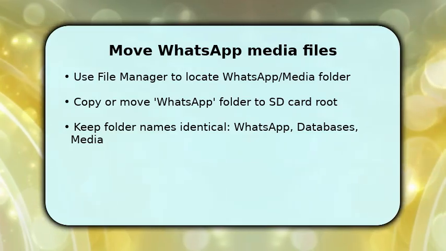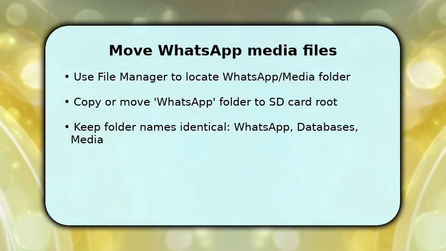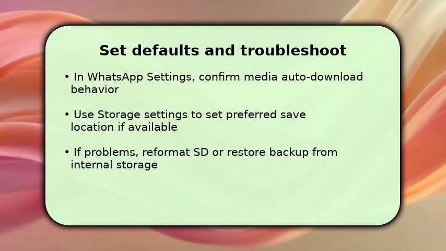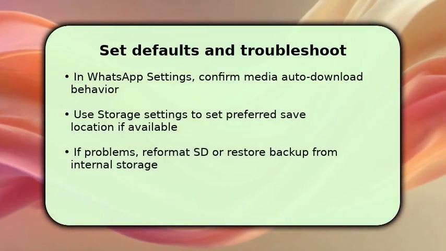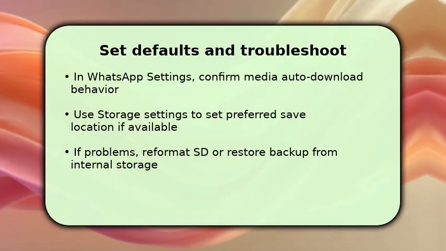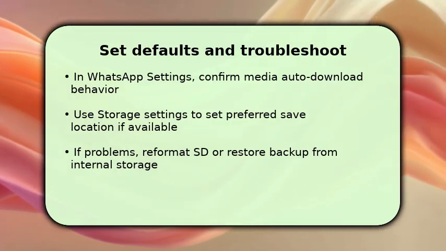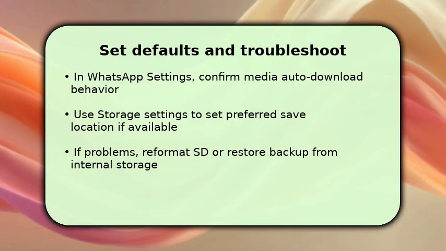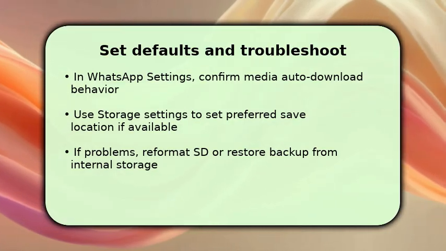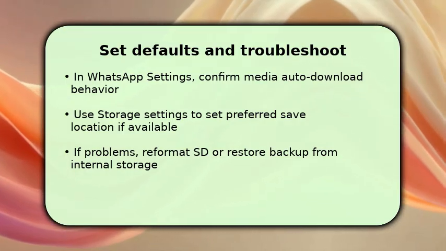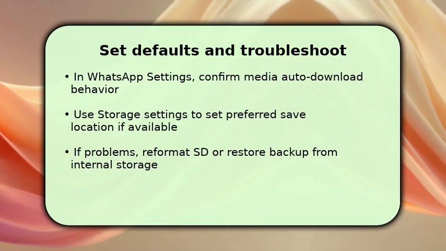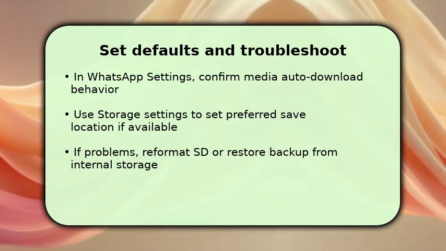Finally, adjust app settings and verify everything works. Open WhatsApp, go to Settings, Storage, and Data to confirm media auto-download preferences, and check that new media lands on the SD card. If your Redmi offers a default write location in Settings Storage, select the SD card for media. If WhatsApp fails to detect moved files, restore from your backup and rerun the move. If persistent, reformat the SD card.